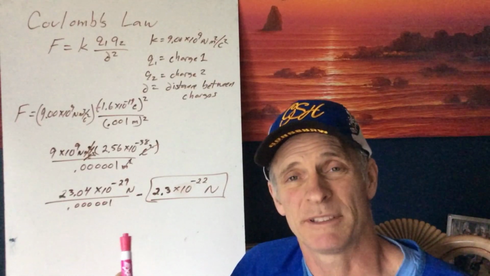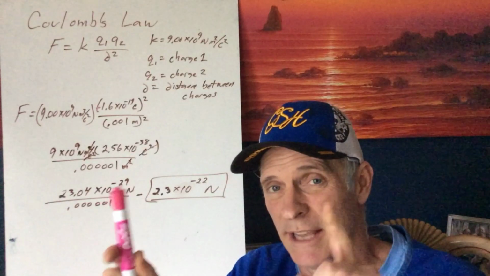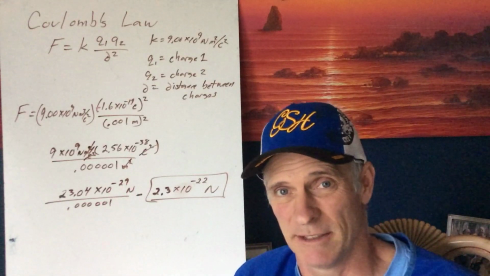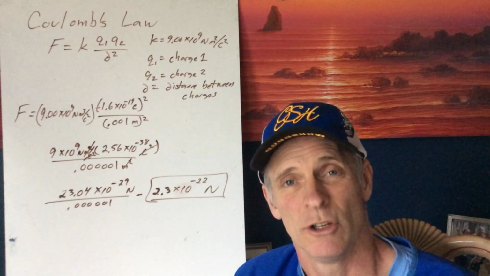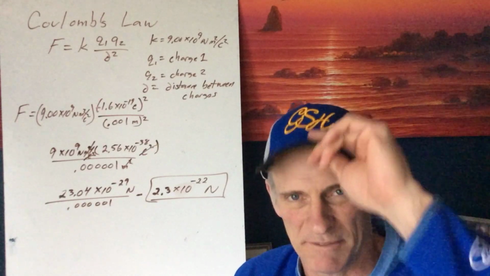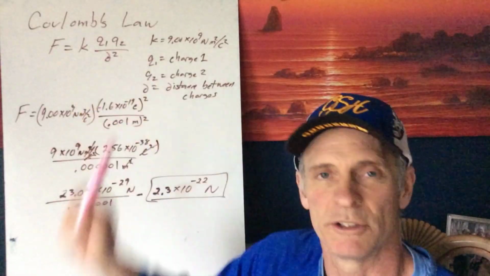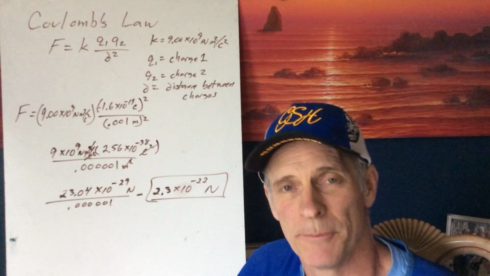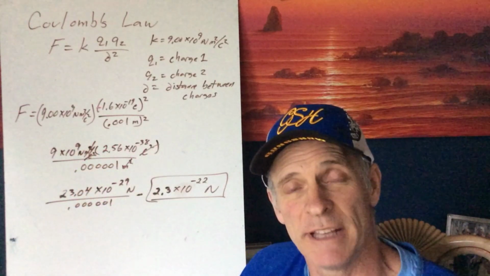Negative 1.6 times 10 to the negative 19th coulombs for one electron, and another negative 1.6 times 10 to the negative 19th coulombs for an additional electron, those values are multiplied together. So if I have the same charge, I can just square it, and Q1 times Q2 becomes Q squared. Either way, 2.56 times 10 to the negative 38.